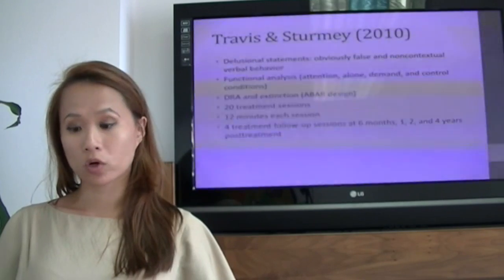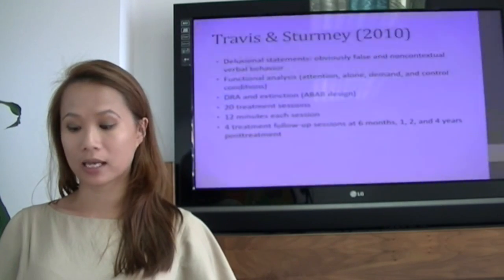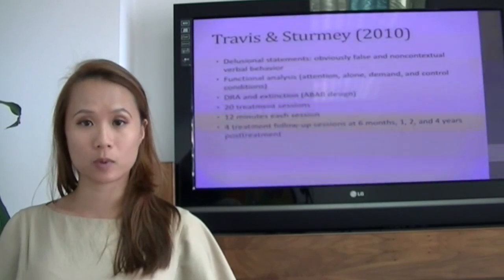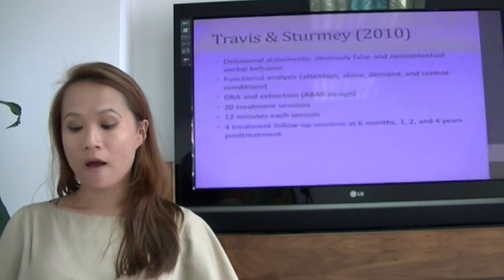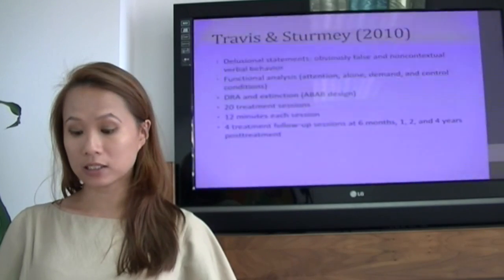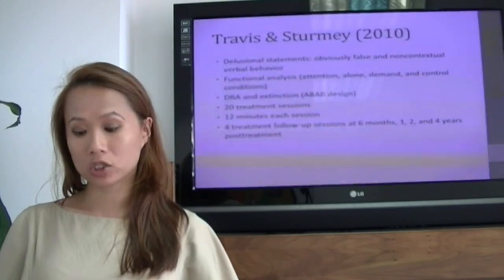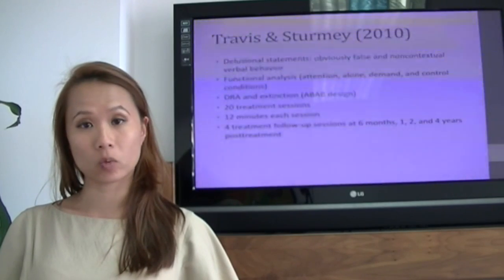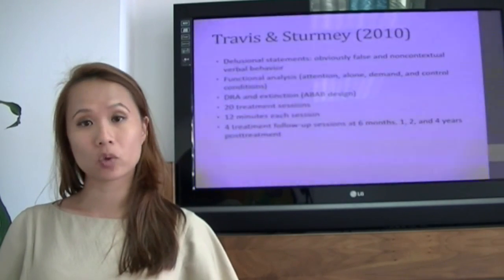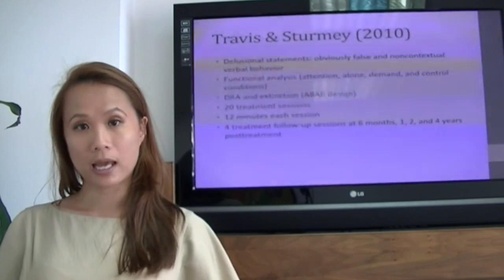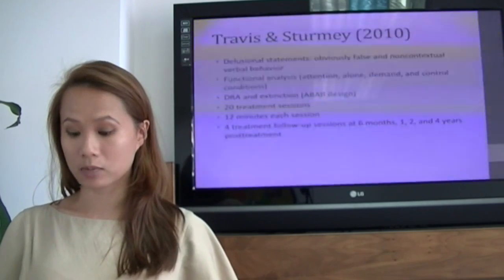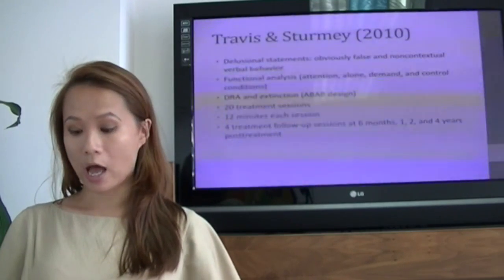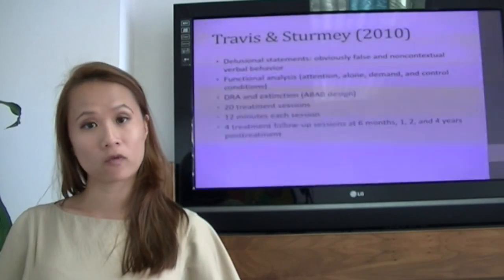Delusional statements were defined as obviously false and non-contextual verbal behavior, such as "Britney Spears is coming to see me tonight." Functional analysis was conducted. DRA and extension were used as treatment, and an AB design was implemented. There were a total of 20 treatment sessions, each 12 minutes long, and 4 follow-up sessions at 6 months, 1, 2, and 4 years.